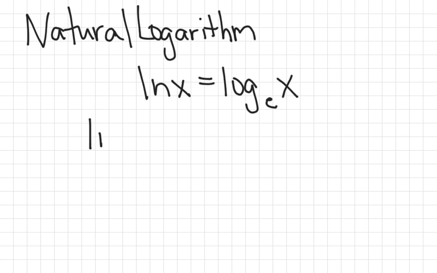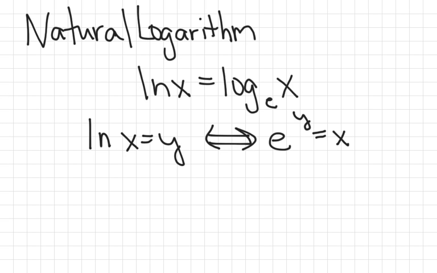So if you have the natural log of x equals y, then in exponential form, it's going to be e to the y equals x. Because remember, the base of the natural log is e, even though we don't see it. The properties work the same. So the natural log of 1 is equal to 0. Why? Because e to the 0 is 1.